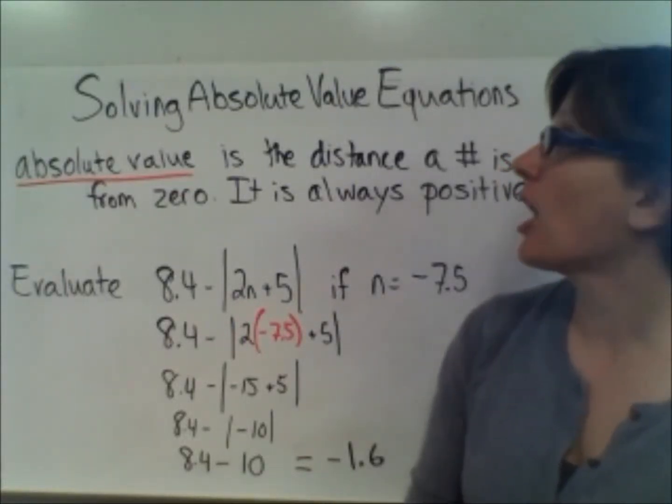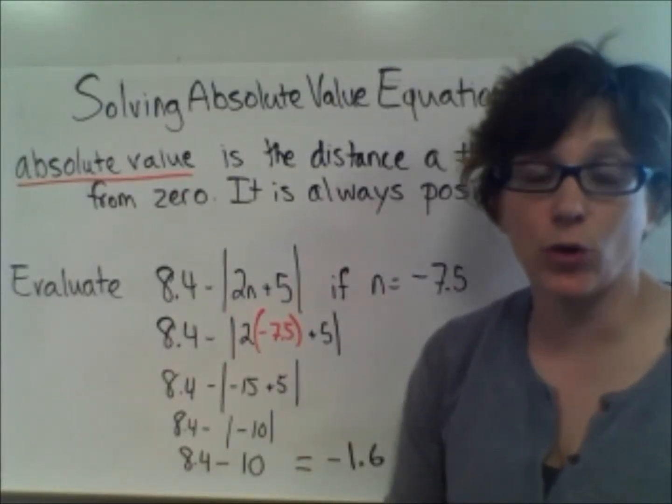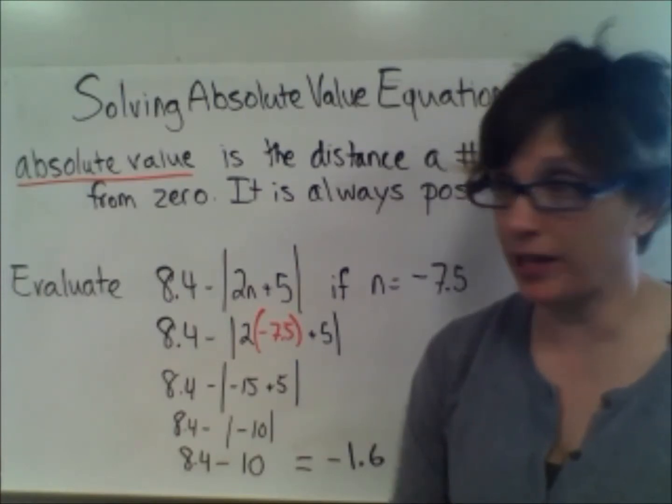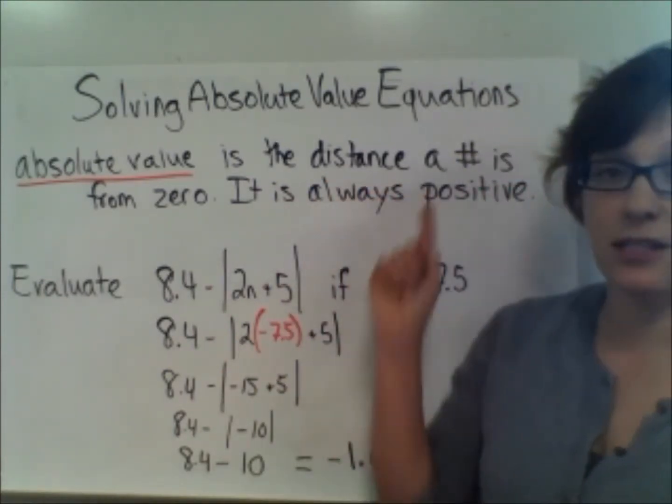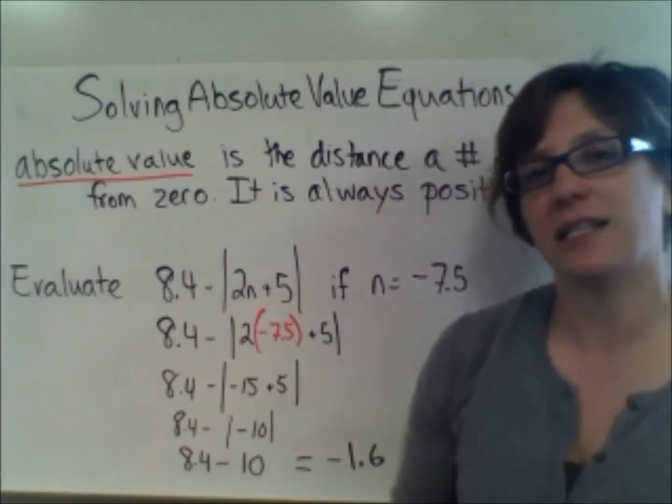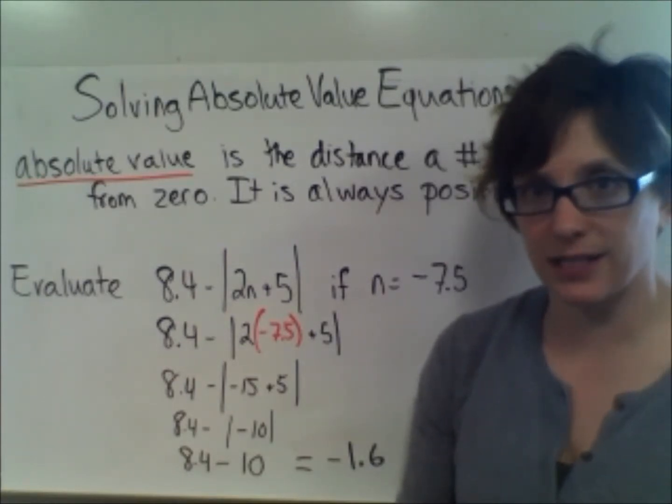Okay, this is solving absolute value equations, and the vocabulary you need to know is absolute value, which is a measure of distance a number is from 0. Because it's distance, it's always going to be positive.